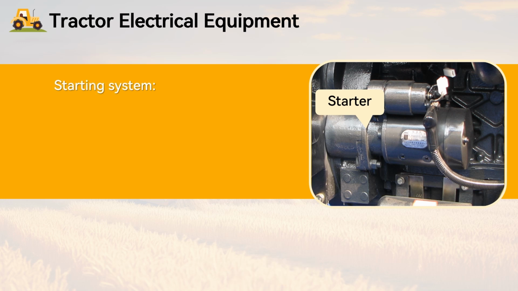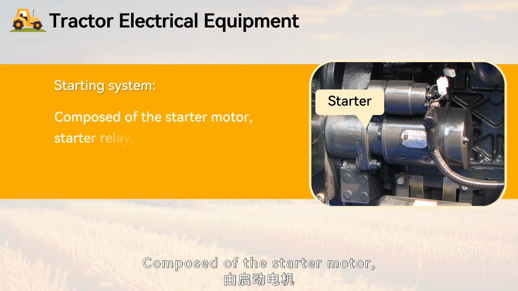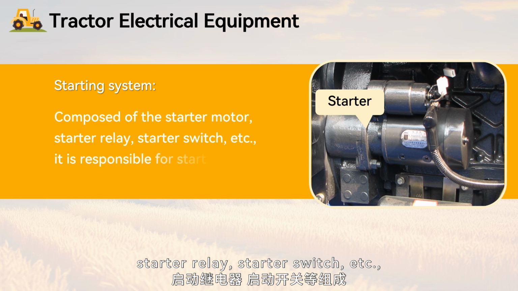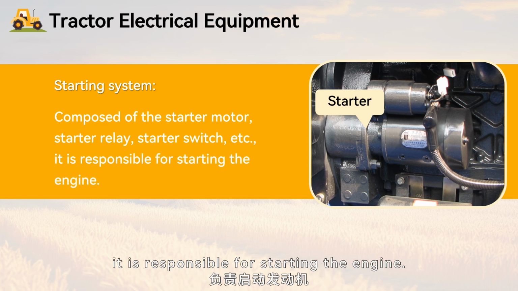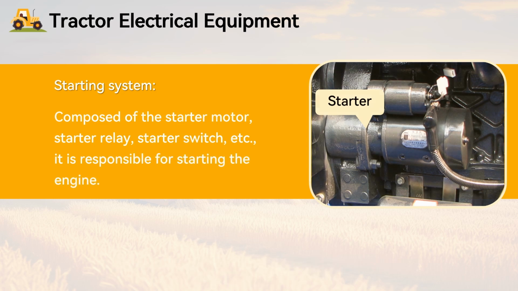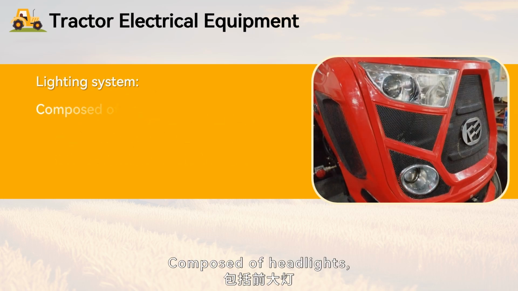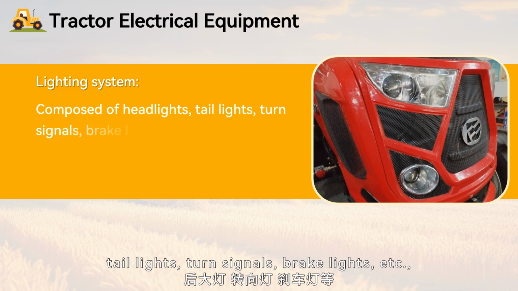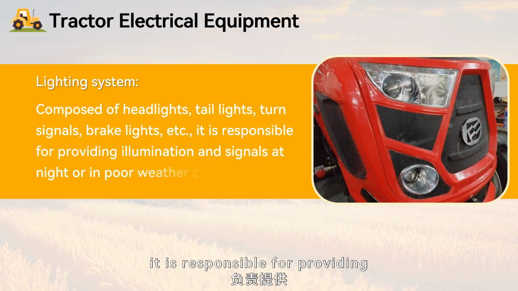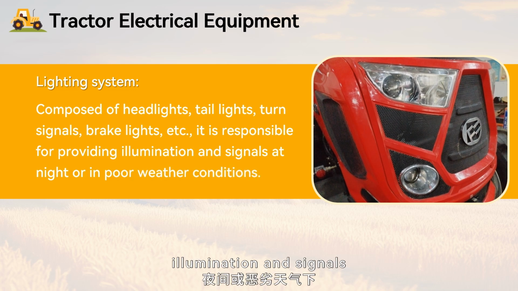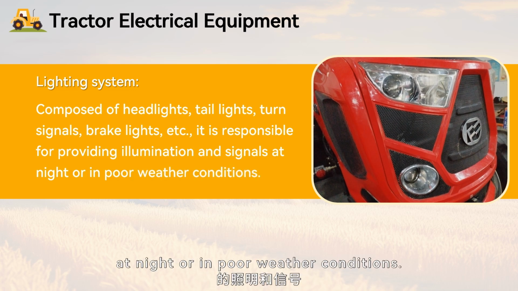Starting system, composed of the starter motor, starter relay, starter switch, etc., it is responsible for starting the engine. Lighting system, composed of headlights, tail lights, turn signals, brake lights, etc., it is responsible for providing illumination and signals at night or in poor weather conditions.